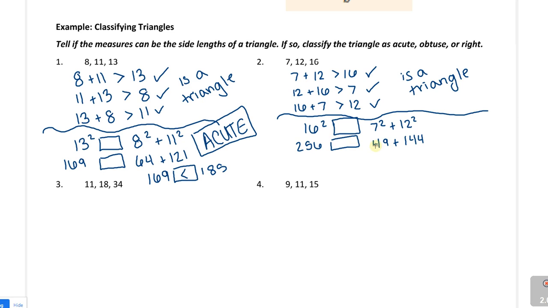We're going to add 49 plus 144. We get 193. So we are going to compare 256 to 193. Which number is larger? 256. So our inequality is greater than, so then that is going to be an obtuse triangle.